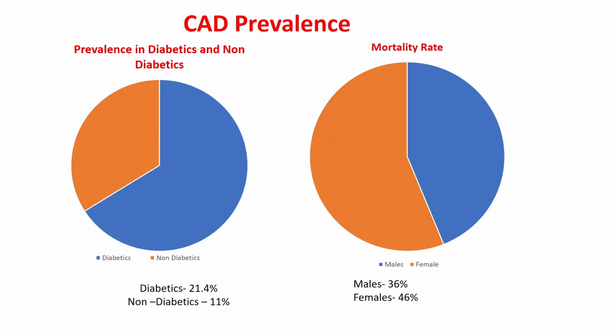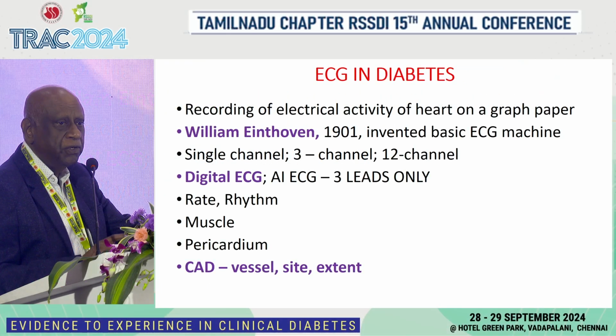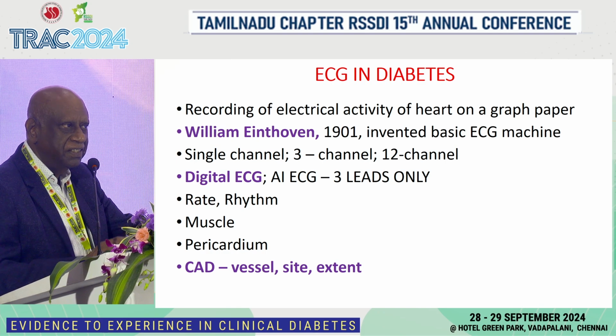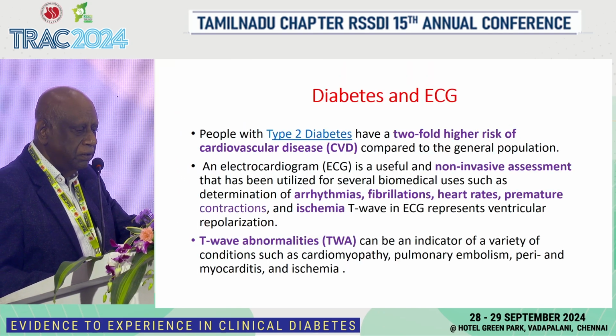We all know what diabetes is. We all know it is highly prevalent, and coronary artery disease mortality is also very high, nearly double that of normal people. The ECG is an electrical recording of the cardiac activity on paper by Einthoven, which has now progressed from single lead to 3 lead, 4 lead, 12 leads. Now again coming back to single lead, with artificial intelligence we will be able to do that. I'll briefly go through all.